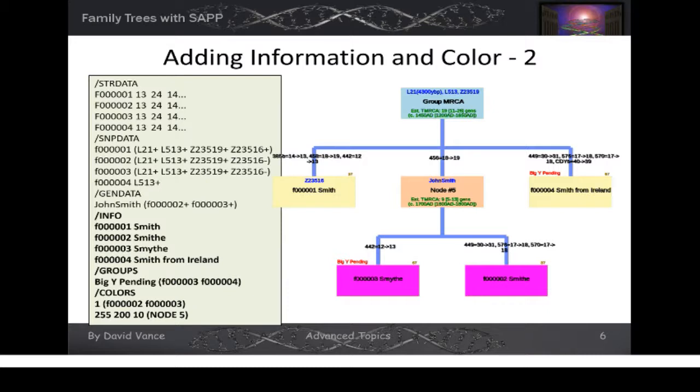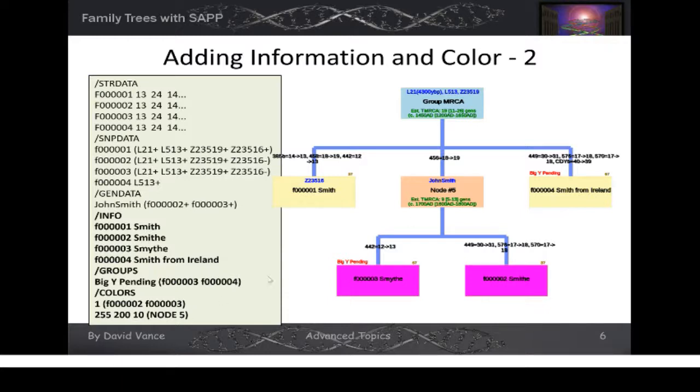That said, you can add to the tree /groups, which also allows you to add, if you notice, there are two kits here that I've put 3 and 4. I've simply put a note, and in this case I chose to put a note that said big Y pending. So in that case I can find on the tree quickly individuals that belong to a particular group that I want to keep track of for some reason.